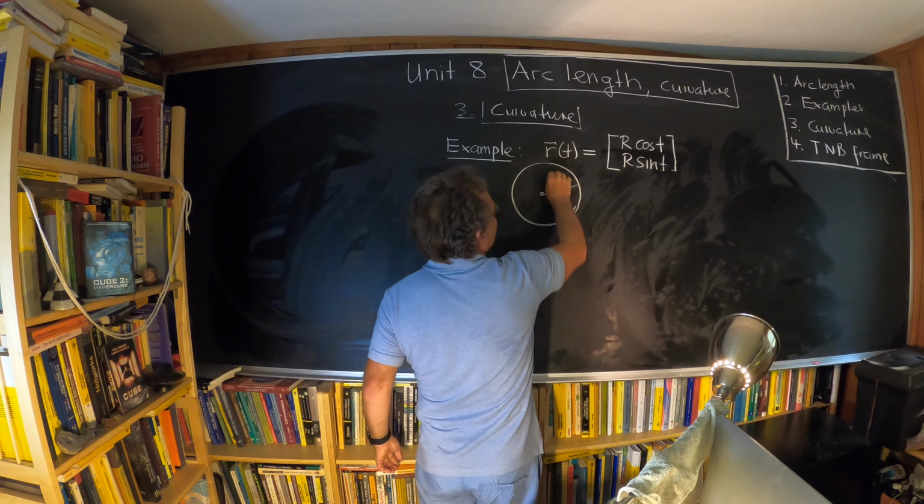And now we have the formula: kappa is equal to the length of T prime divided by the length of r prime of t. We have already seen the length of r prime of t, that's the speed. In this case, this is just r. And T prime of t, you see that this has length 1. So this is just 1 over r. So a circle has curvature 1 over r. Extremely important notion, this notion of curvature in physics and geometry. It's a little bit of differential geometry here, and so it's very, very nice.